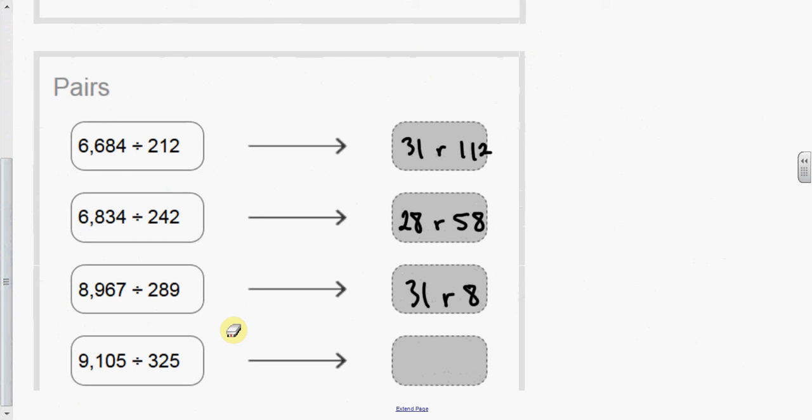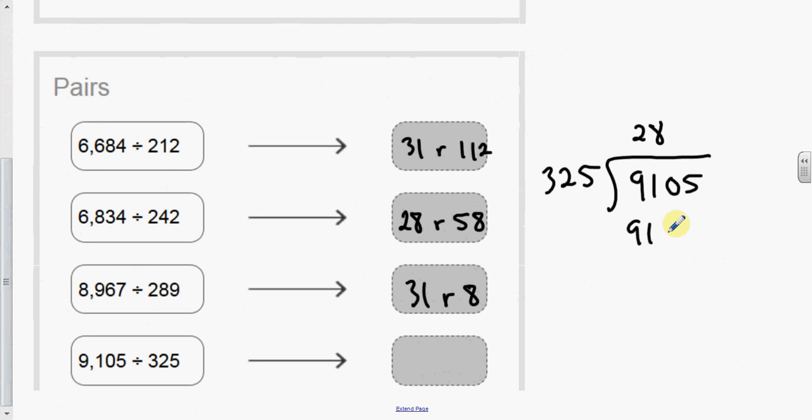And the last one, I know you can say, well, that's just the last answer up there. But in mathematics, you never trust anybody. You always work it. You work everything out. So 325 goes into 9,105 28 times. So 28 times 325 is 9,100. That's remainder 5. So this is 28, remainder 5. Okay?